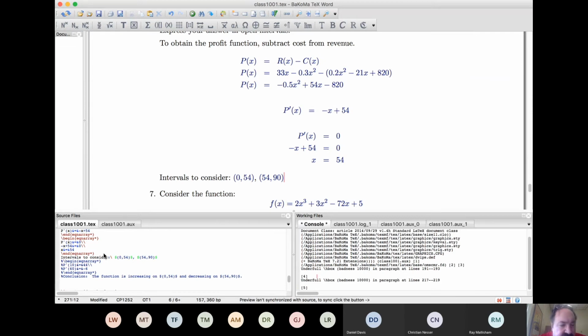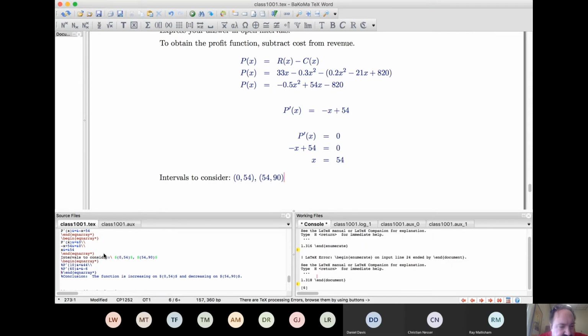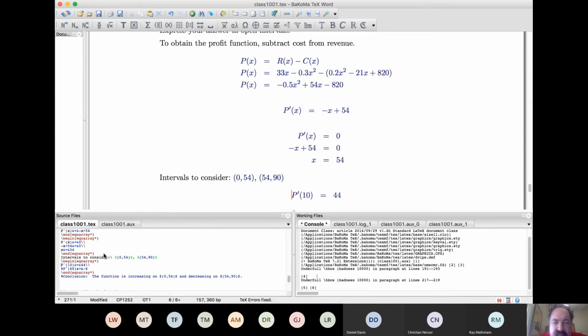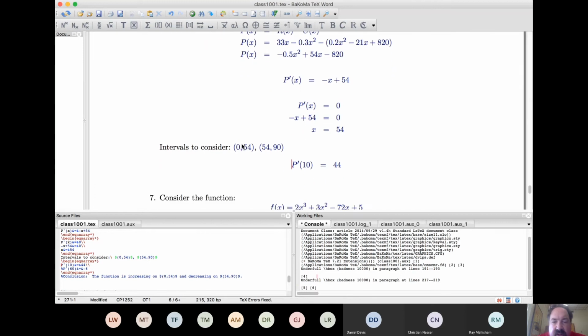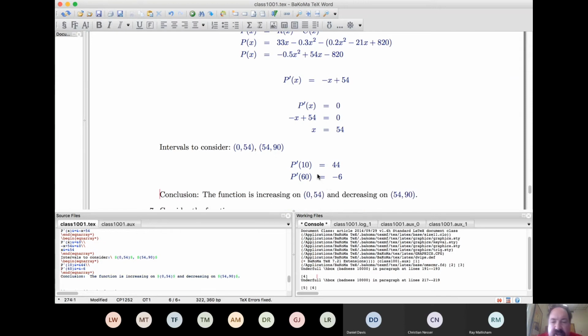Okay, all right. So for something in between here, I choose x equal 10 and substitute it into the derivative, and I get a positive value. Then I substitute something greater than 54 for this interval, and I get a negative value. So you see that it's increasing on the first interval, decreasing on the second.